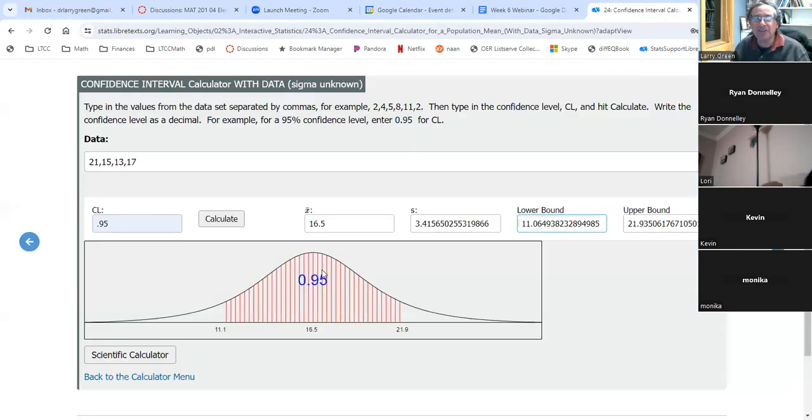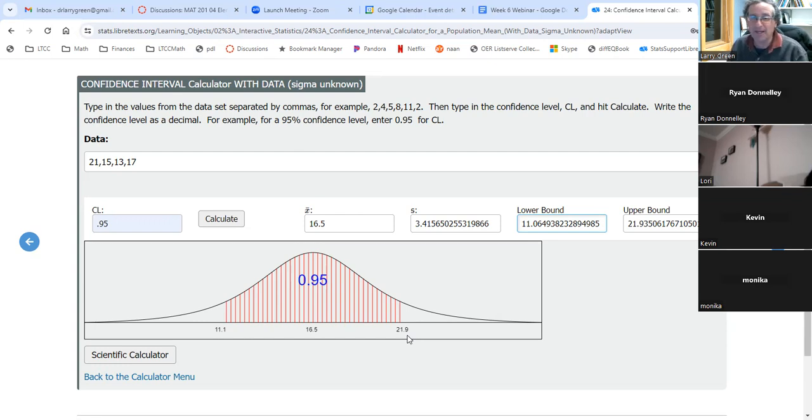And I want to mention something else. This is something that, again, we all have our things that we do when we're on vacation. One of the things I did when I was on vacation is I added coding and I added stuff to this program. But what I added was a picture. Can you see the 95% confidence interval? So this area is 0.95, and it goes 11.1 to 21.9.